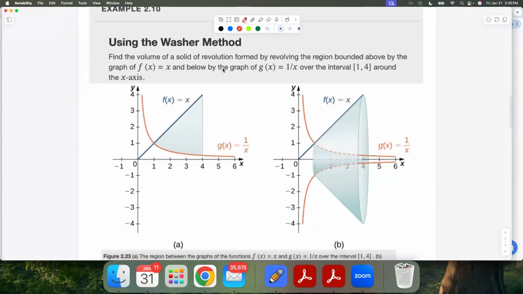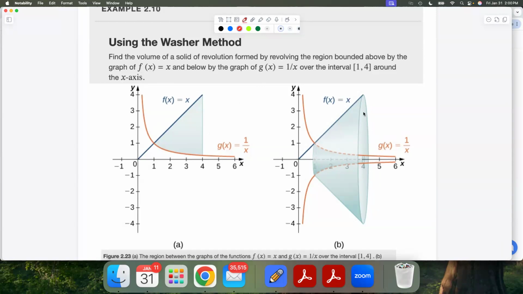Okay, so here's an example. We've got this region bounded between y equals x and y equals 1 over x. And we're going to take that and rotate it around the x-axis, from 1 to 4. So we get a shape that looks like this. Every single time, always draw the picture, draw your shaded region. Always. Try to draw the volume.